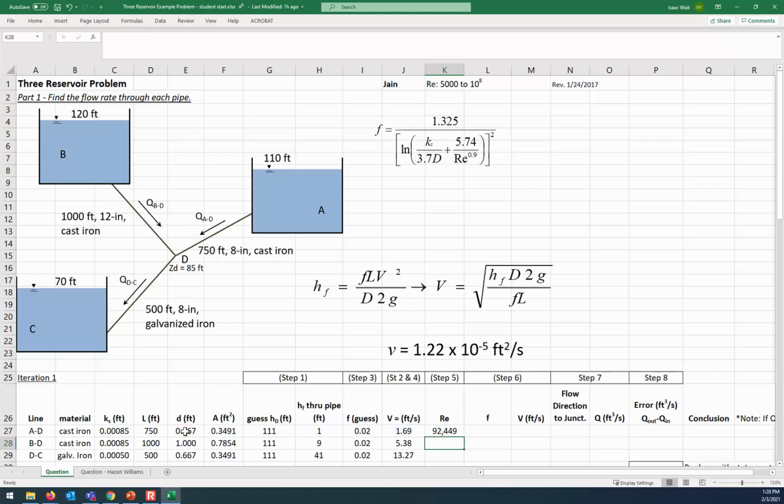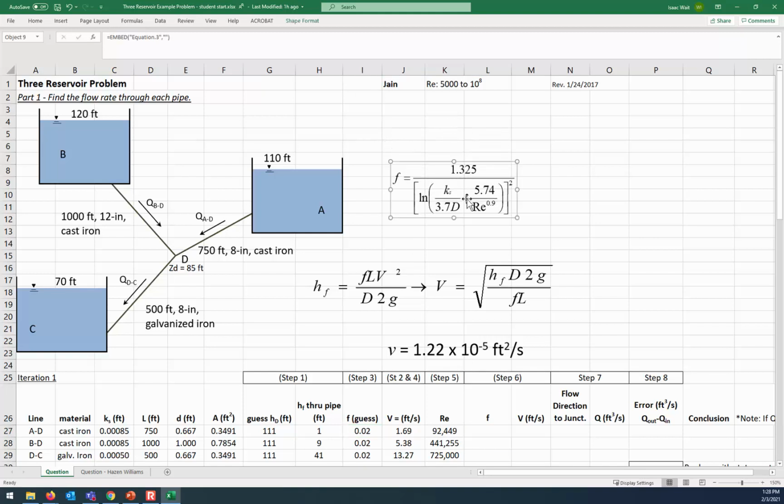Okay, so I've got a Reynolds number now for all three of these pipes. Now, rather than just having our guess F value, I'm going to use the Swamee-Jain equation to estimate an updated F value. I've got the K sub S and the D, and I've got a Reynolds number, so I can consider both terms in the denominator and have an updated guess value of F. So I'm going to be using the Swamee-Jain equation.